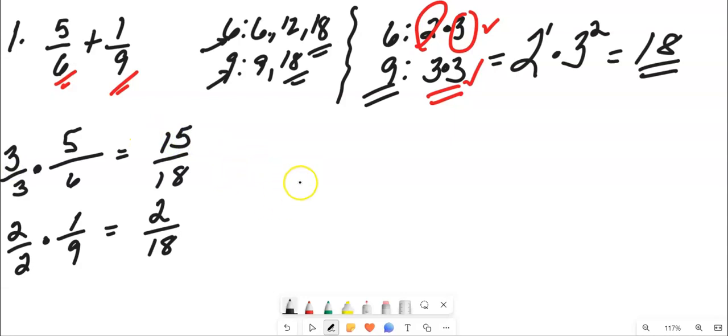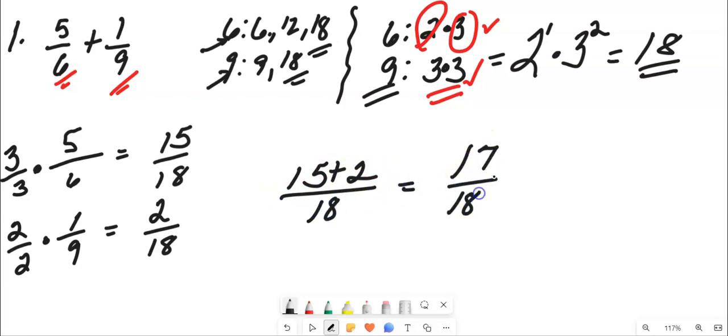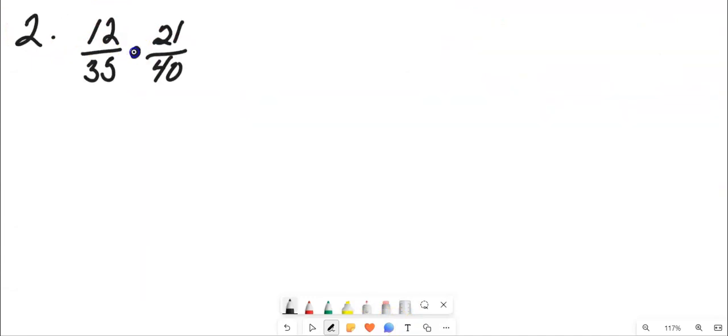So we can go ahead and write this now as one fraction with the same denominator, add it up, and we have 17 over 18, and we cannot reduce that down any further, and that is our final answer. All right, let's work on number 2. Okay, now we're going to take these two fractions and we're going to multiply them.